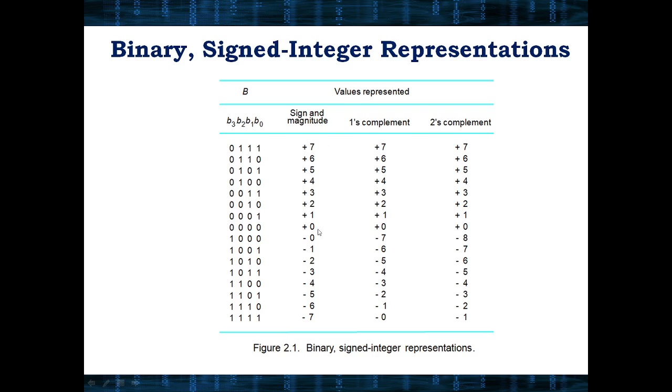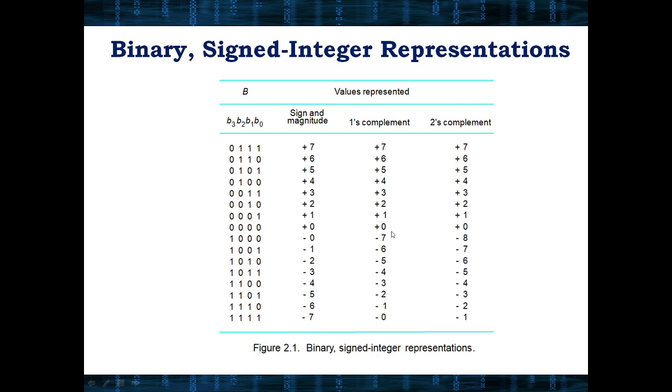Up to 7, all positive numbers are the same. Only in the negative value representation will all these values change. In sign and magnitude, only when the MSB value is 1 does it become a negative value. So here this becomes minus 0. Again, if it is 1, that is minus 1. Like that we have represented sign and magnitude.